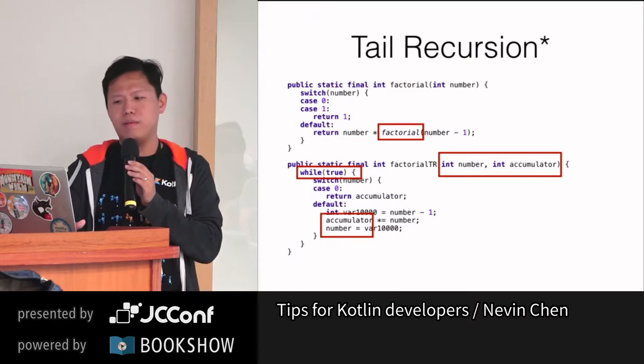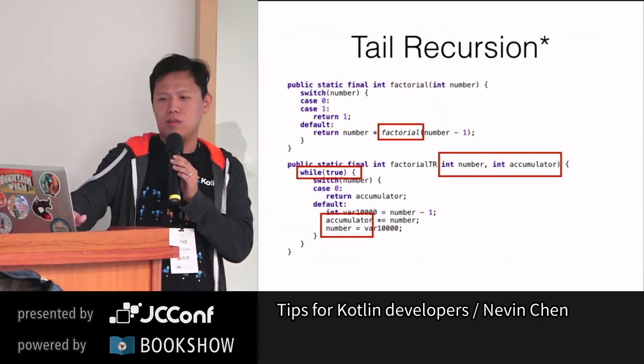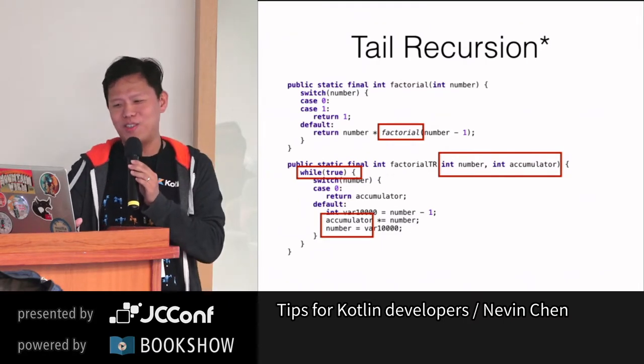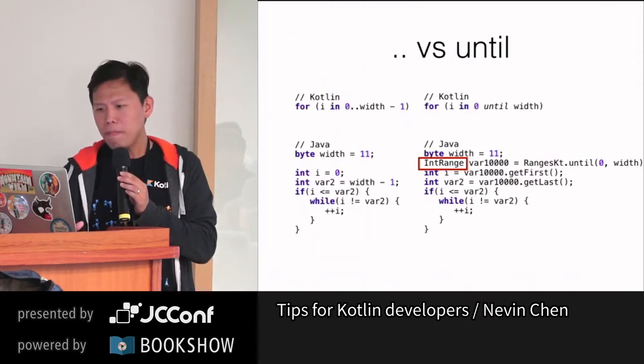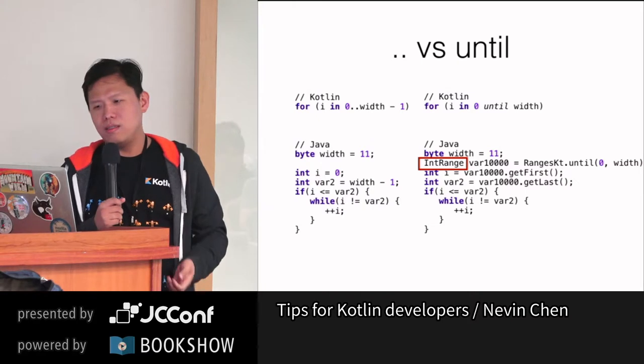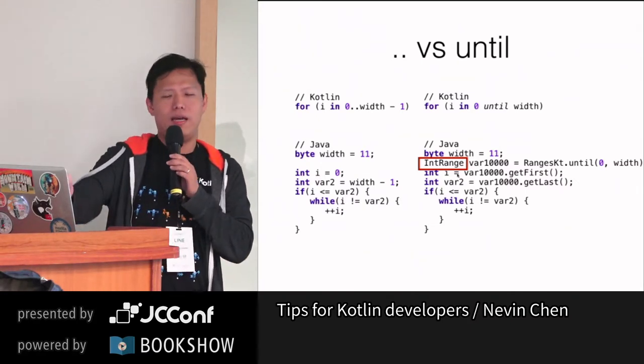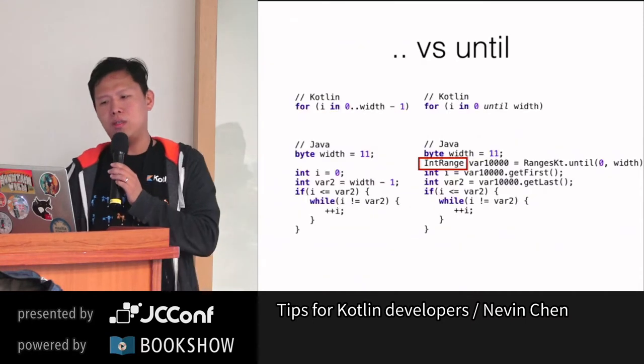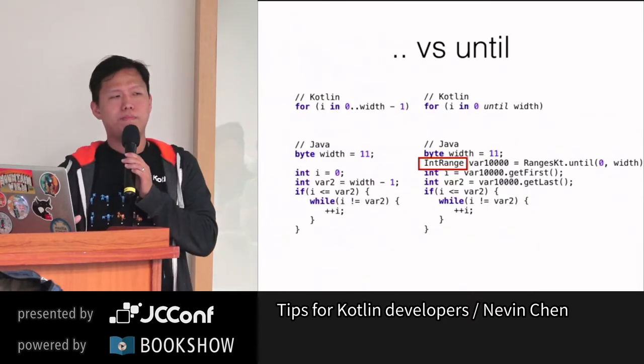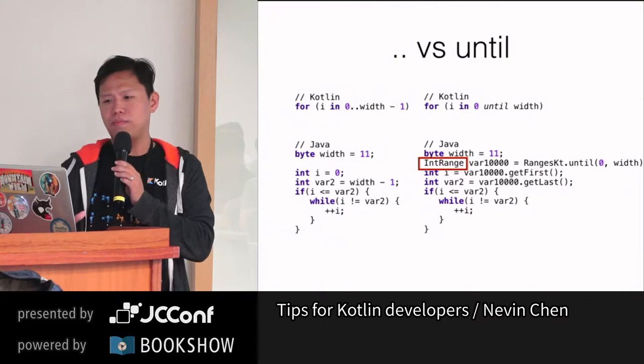We'll stop from here because I haven't used it by myself, but this is something we can try, don't be afraid of it. It's very cool. It's not that hard. And this is something like range versus until. You can find until, you have an extra object called in range, so you can do the checking by yourself.